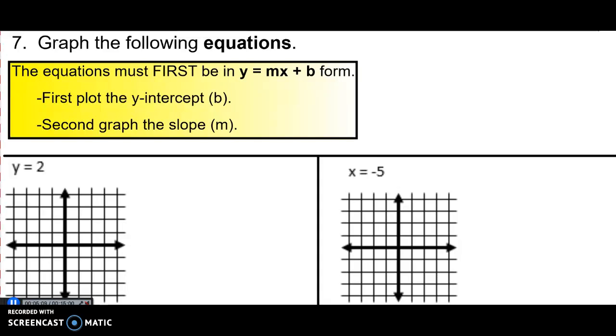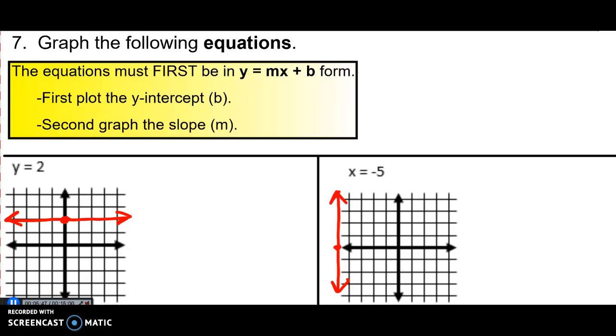All right, the next one is a simple equation, y equals 2. We have talked about this. That means we have a horizontal line that passes through 2 on the y-axis. So we go to 2 on our y-axis, and we graph a horizontal line. These are the easiest. And same with the next one. We have x equals -5. We know x equals a number is a vertical line with an undefined slope. So we go to -5 on the x-axis, which is way over here, and we draw our vertical line.